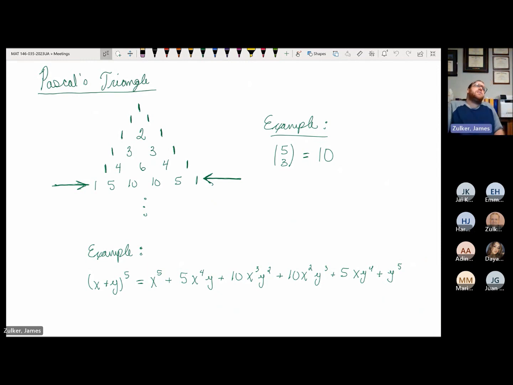So summation, you'll cover in both discrete math and calc 2. You look at summations more in depth there. And factorial, same thing. You'll study factorials a little bit more in discrete math and calc 2.